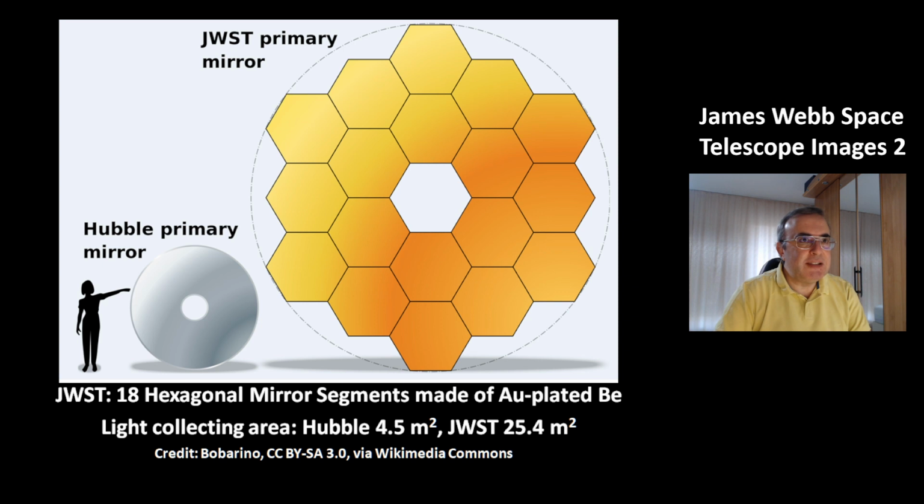This picture shows you the advantage of the James Webb Space Telescope over the Hubble Space Telescope. The James Webb Space Telescope has 18 hexagonal mirror segments made of beryllium, which are plated with gold. Its light collecting area is 25.4 square meters compared to Hubble's just 4.5 square meters.